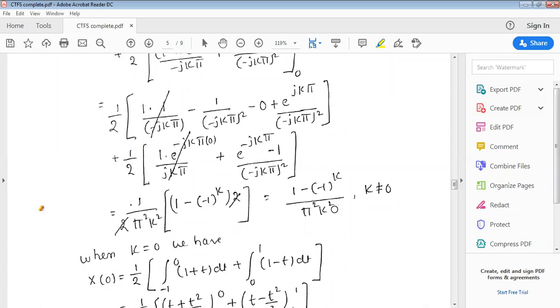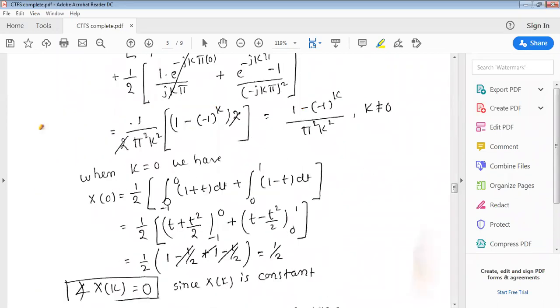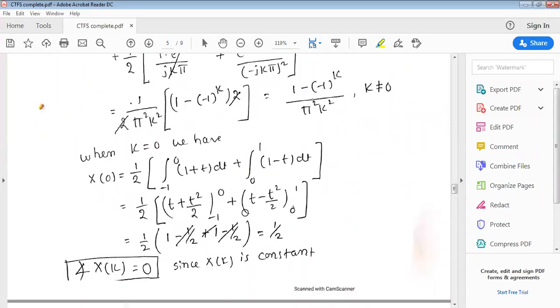If k becomes 0, what do you do? You substitute within here. The function k becomes equal to 0. So this is integral from minus 1 to 0 of 1 plus t, plus integral from 0 to 1 of 1 minus t dt. Because this function will give you 1 and this function will also give you 1. That's what I have written here. Okay. Now let us integrate.